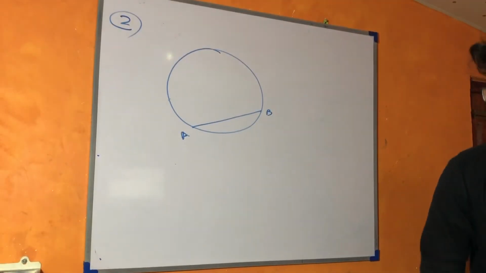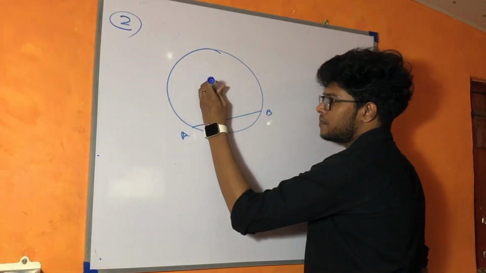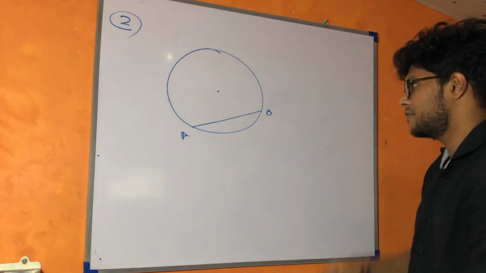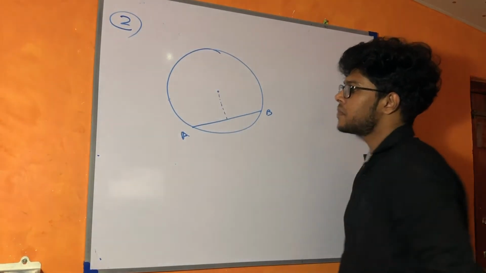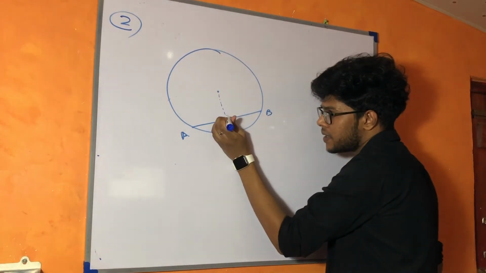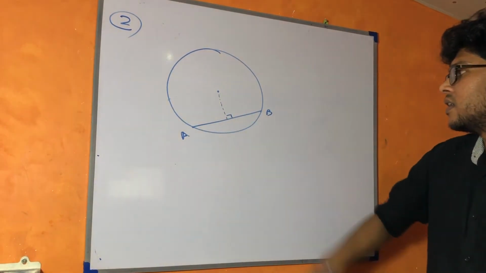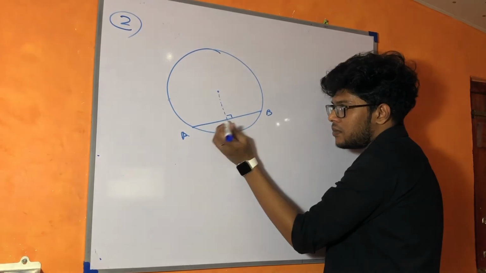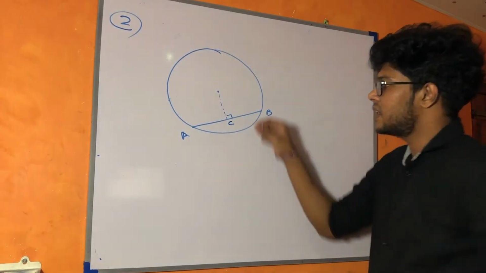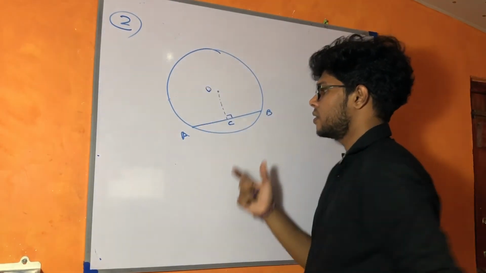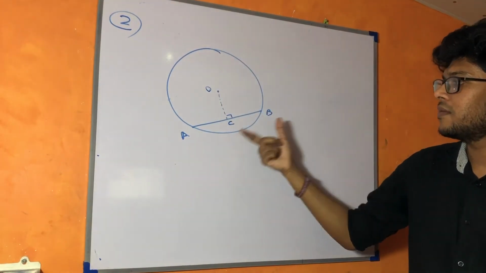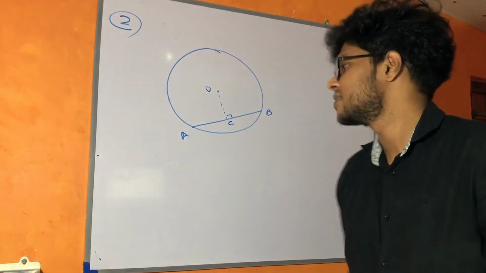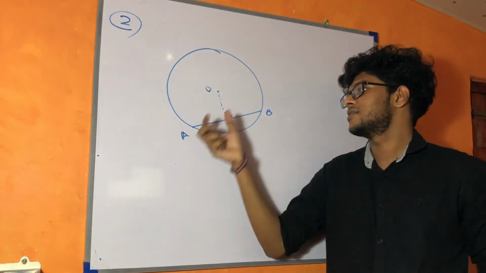Okay. If this is the center of the circle, the first theorem is, you are going to draw a perpendicular to the chord. So then, what can you tell if the perpendicular is drawn from center point O to AB? Yes, so it is perpendicular.